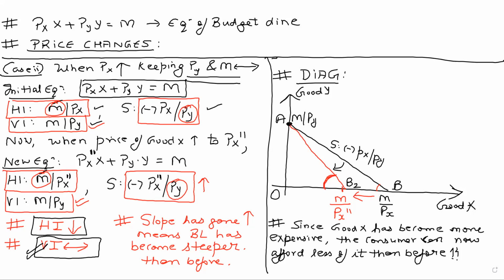So guys, this is where I intend to stop. With this, our topic on budget lines is over within consumer theory. In the next lecture, we will now talk about consumer preferences. In this lecture, we had a good discussion on consumer affordability, which is captured by budget lines. But in the next lecture, we will discuss consumer preferences.